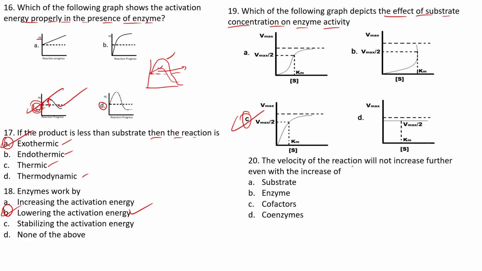Next, the velocity of the reaction will not increase further even with the increase of substrate, enzyme, cofactor, coenzymes. So we know that it will not increase even with the increase in the substrate, right? So A is our right answer.